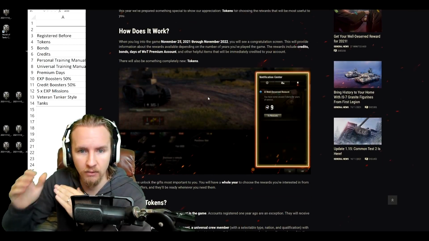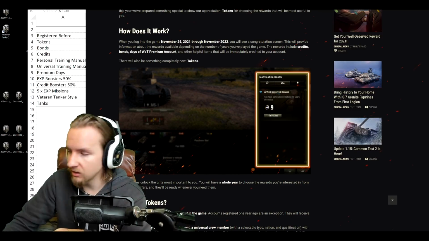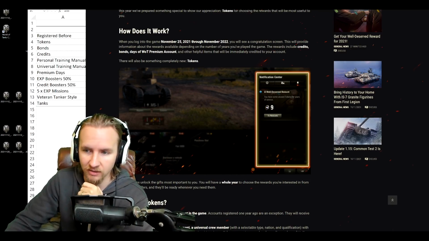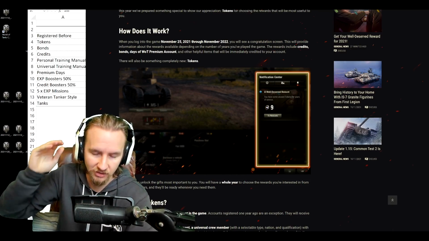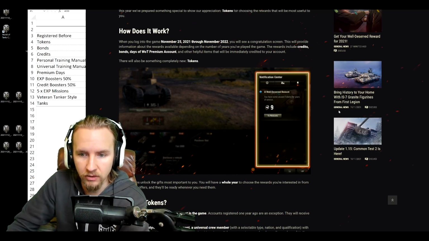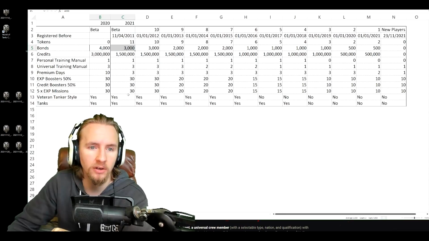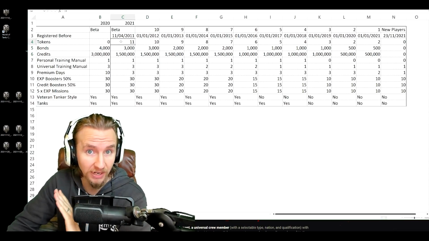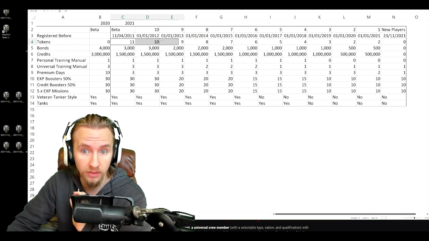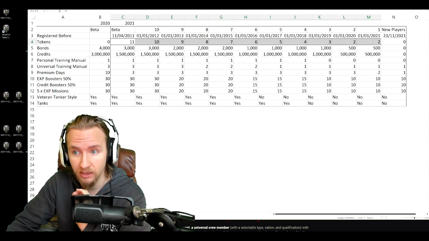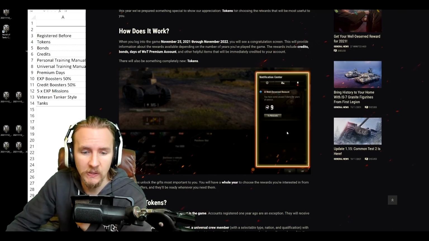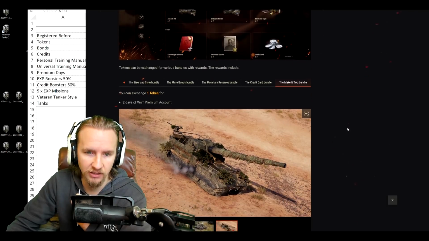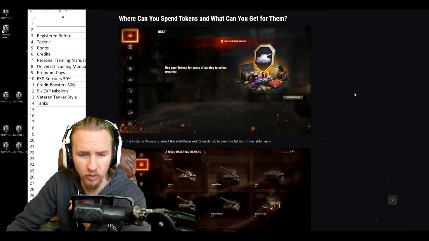So apparently, when you log in the game this Thursday, they say the 25th, is that really this Thursday? Yes, it is. God, I don't even know what day of the week it is. This Thursday, the 25th of November, you're going to be given tokens depending on how long you've played. For every year that you've played, and the beta counts as a year, you're going to get yourself up to 11 tokens. And then you can spend these tokens on rewards, and you can find a list of all of the rewards on Wargaming's homepage.